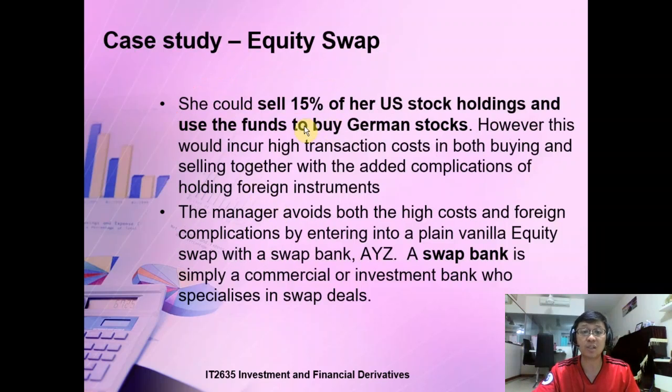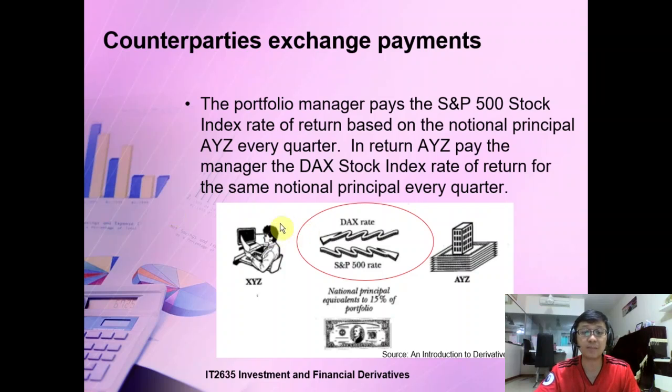What she can do is approach her German counterpart in the stock exchange, or a fund manager in Germany, or she can approach a financial institution or bank to help her do this equity swap. It could also be any swap bank or commercial investment bank that specializes in swap deals. So here we have one example. Let's say this is her in the US, and then you have a German counterpart somewhere, just as an example of another foreign market. So they basically swap the indices.